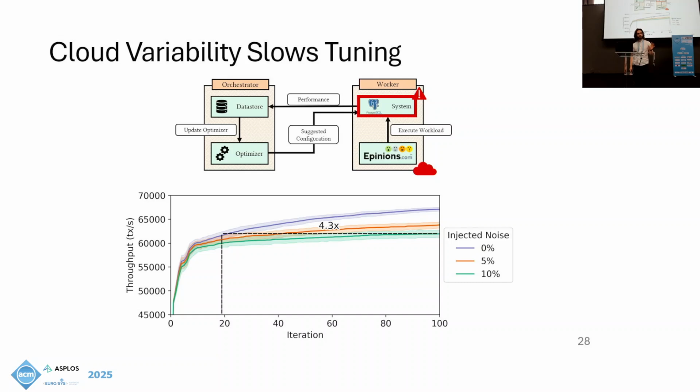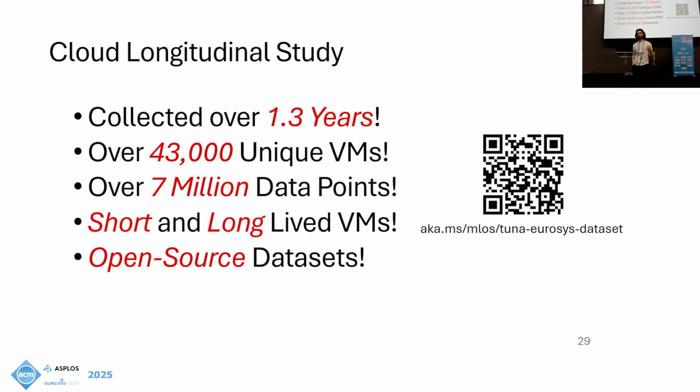So one thing that we need to do first, before we actually develop any system, is measure how much variability exists in the cloud. So we ran about a 15 to 16 month study where we sampled 43,000 different VMs across 83 different benchmarks, collecting about 7 million data points, and also two different kinds of virtual machines.